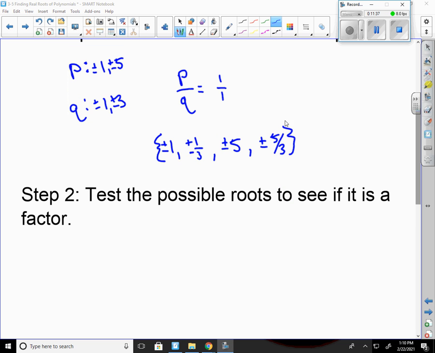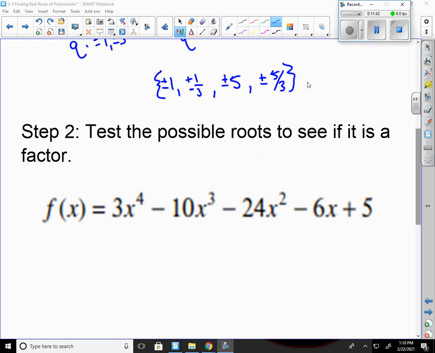So now we're going to test our possible roots to see if it's a factor, and we have to use synthetic division to do this. So we can start by putting a negative 1 in here, and then we're filling out our synthetic division chart.